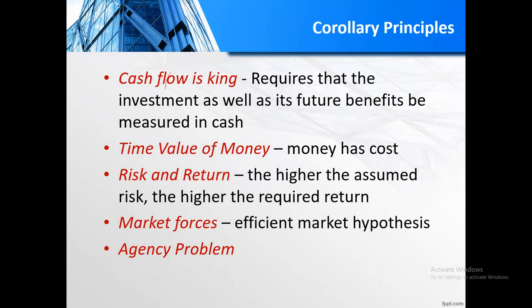Okay, so how is cash flow computed then? Well, we estimate the income statement, and then whatever the bottom line is, net income after tax, we have to convert it into cash flows. Second principle, the time value of money. Money has cost. 1 peso today is worth more than 1 peso 5 years from now. Then also the principle of risk and return. The higher the assumed risk a company is taking in, the higher should be the required return. And also the market forces, which is what we call the efficient market hypothesis, the EMH. And lastly, we have the agency problem, which we have been discussing the past several sessions. Okay, so let's take a look at this quickly one by one.